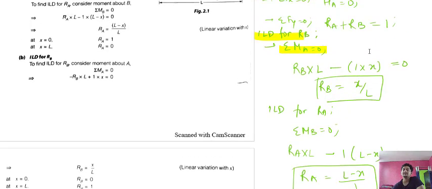Or you can simply consider the moment at A to be 0. When you have got the value of RB, simply put it in this equation, and you will get the value of RA.